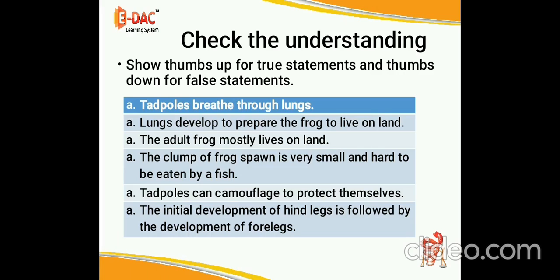Tadpoles can camouflage to protect themselves. The initial development of hind legs is followed by the development of forelegs. I hope that you are able to answer the questions. If not, then no need to worry. Here we have the answers.